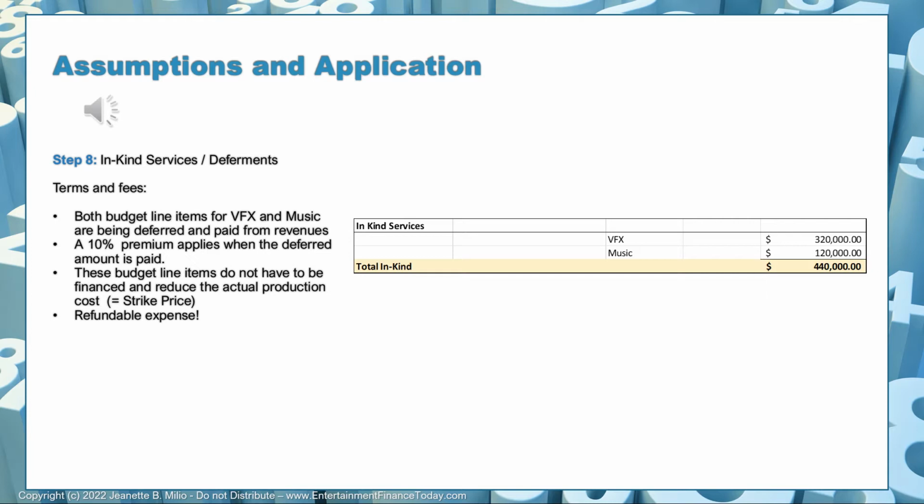So $440,000 are being deferred, and they're also being deducted from the budget because they're being deferred, meaning deferred from having to be paid at the production time, at the time of us shooting the movie. So again, we're paying this deferred $440,000 later in our recoupment schedule.